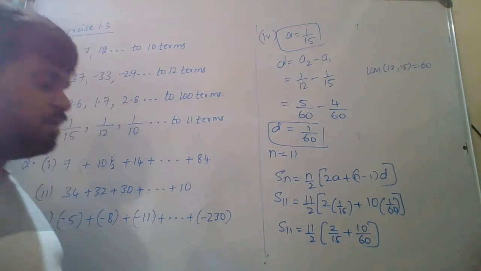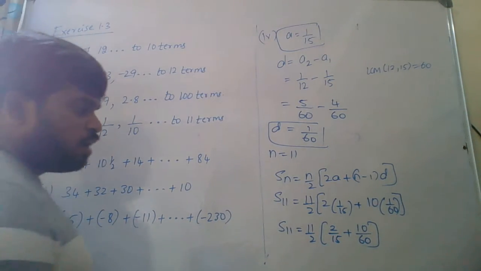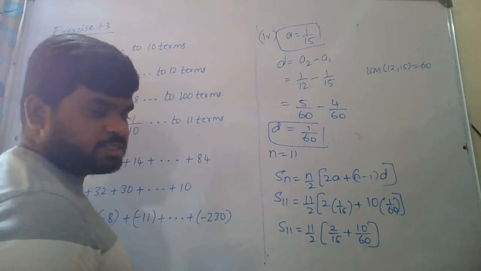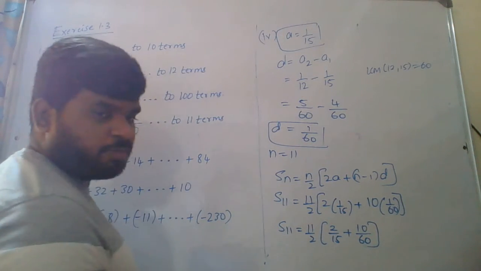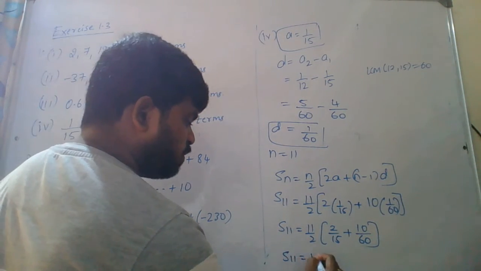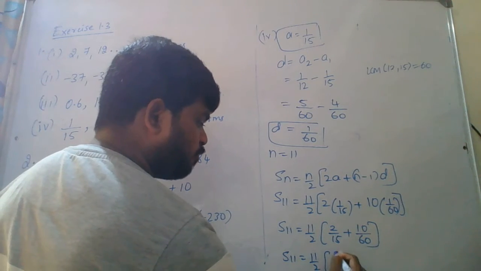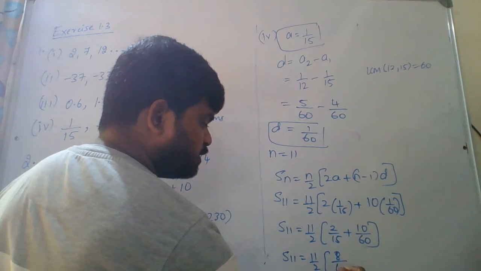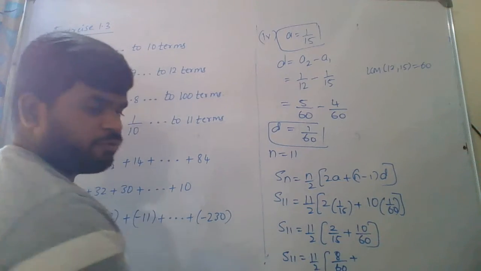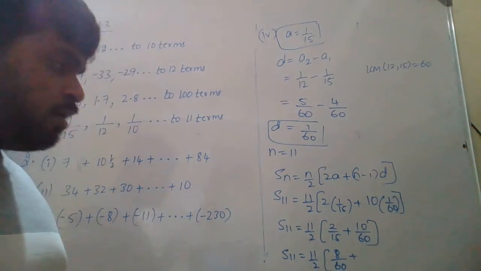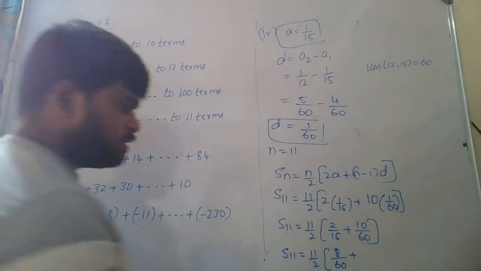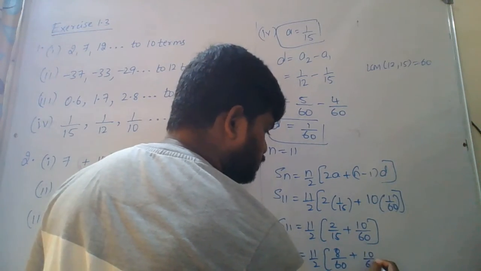If you wish, you can also cancel it, or 10 ones are 10, 6 are, that is also fine. So I'm going to take LCM. The LCM of 15 and 60 is 60 itself. So to make it 60, I have to multiply by 4. So S11 is equal to 11 by 2. If I multiply by 4, 4 2s are 8, 4 15s are 60. Okay. So the other number as it is, 10 by 60.